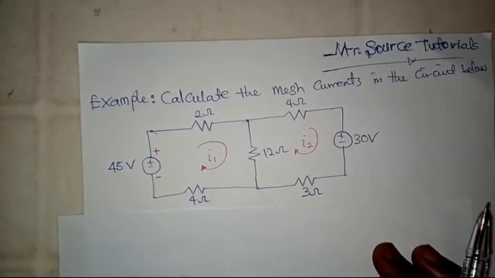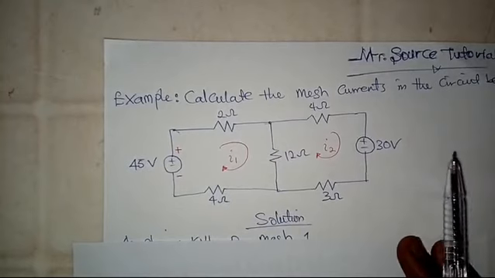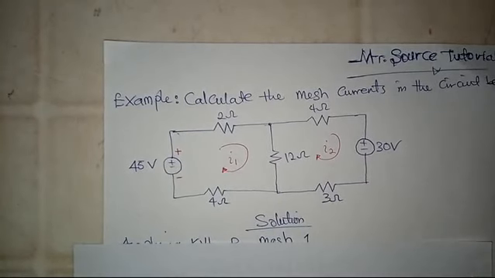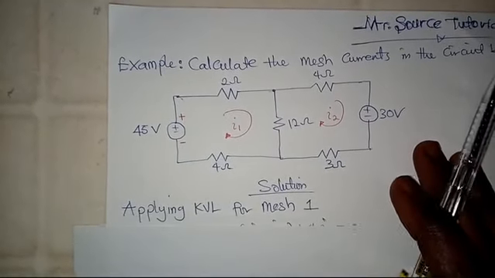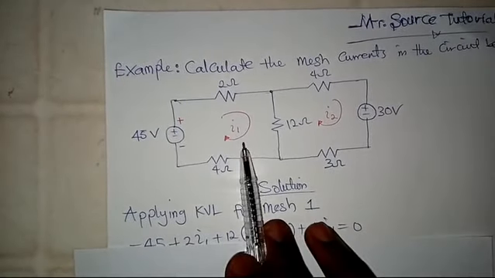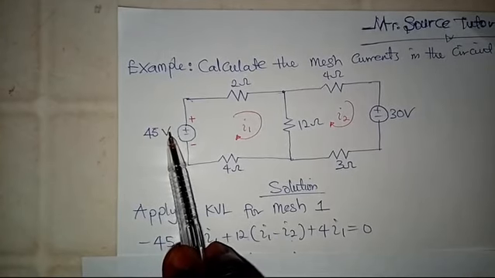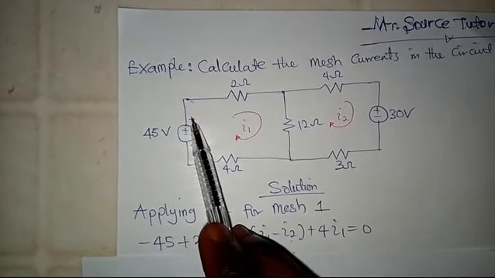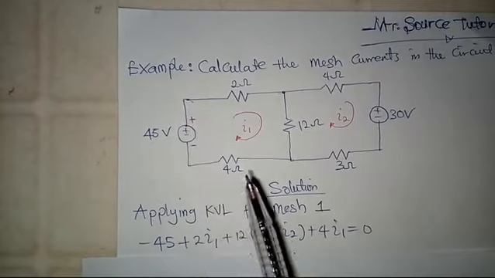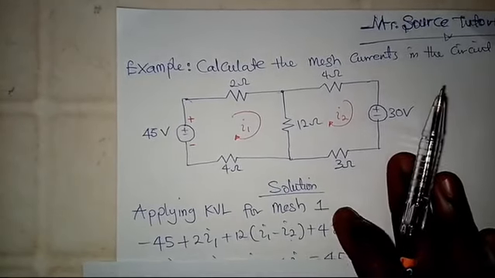Having learned the basic concept of mesh analysis, this is a two mesh network which results in two simultaneous equations. So applying KVL as what we did before as usual to mesh 1, seeing that this 45 volts voltage source has a positive potential flowing this way and the current flowing through the same direction, so that's why we have a negative 45 volt.